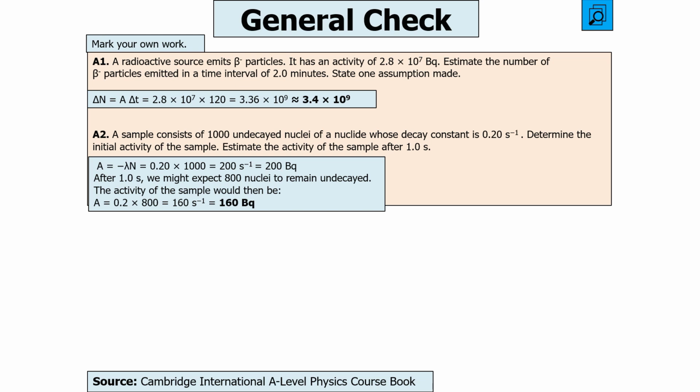So therefore, after 1 second, 200 of those nuclei will decay, so 800 will be left. So the activity after 1 second is going to be the decay constant times the number, my apologies, so the decay constant 0.2, the number is now 800 because 200 have decayed from 1,000, so we get 160 s^-1, or 160 becquerels.